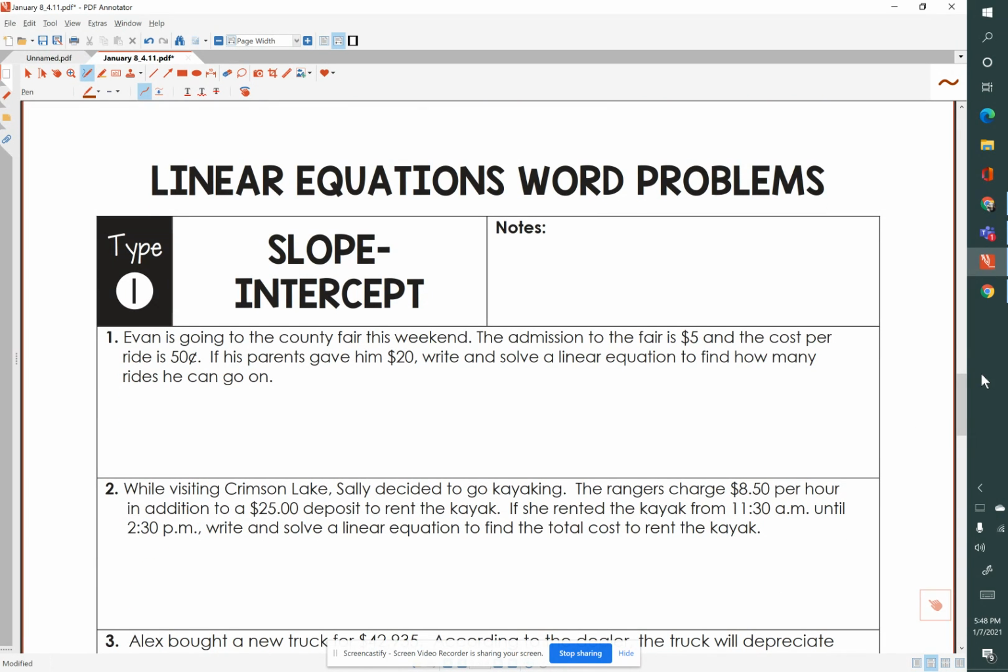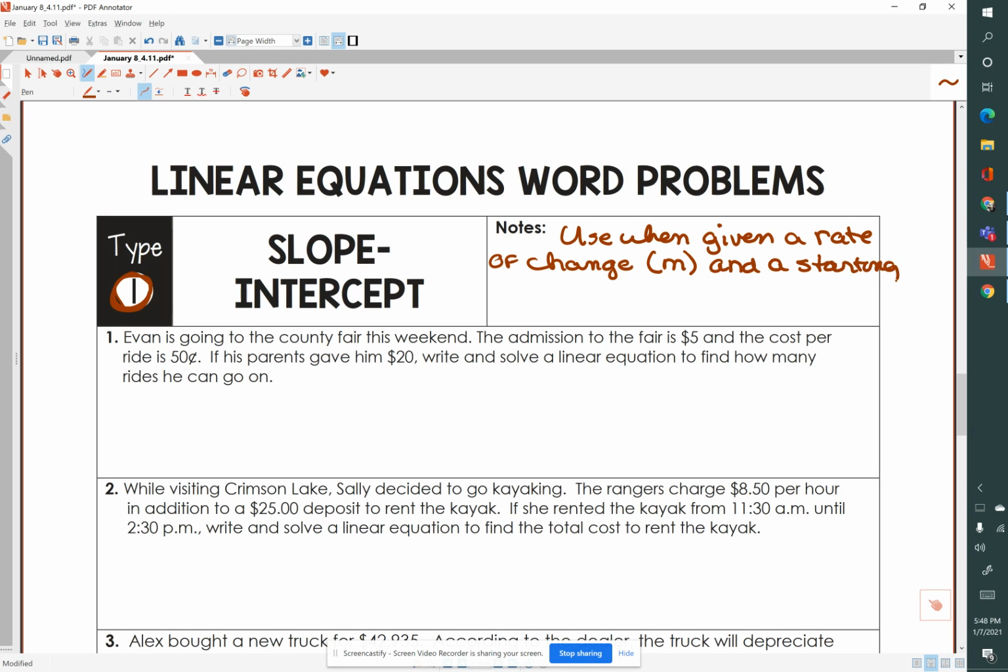Now, I said there are 4 types of word problems, and type 1 are the slope-intercept problems. And we're going to use these when we are given a rate of change and a starting point. So we're going to use when given a rate of change, and that rate of change, that's our M, our slope, and a starting point, which is our B, our y-intercept.